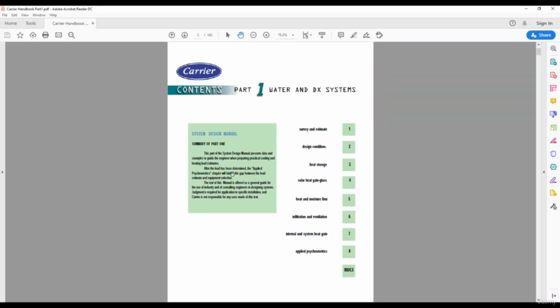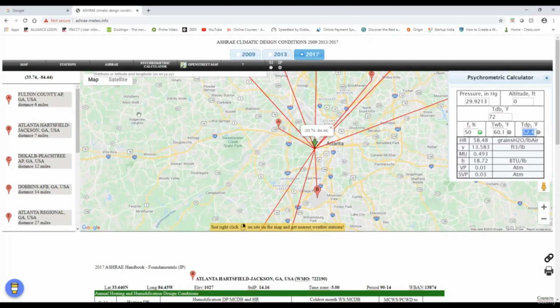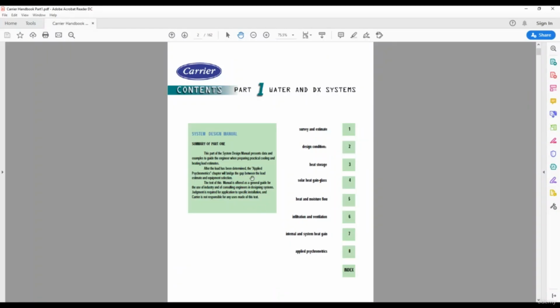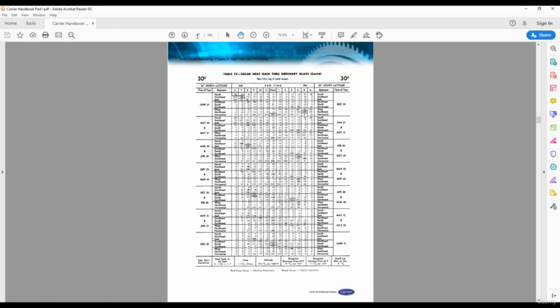Next, we are going to refer to the Carrier handbook, in which we are going to find the amount of heat gain per square foot of this double pane glass. The solar heat gain depends upon the latitude of the location. Here at Atlanta, Georgia, it is 33.6 degrees north. To find the solar gain at 30 degrees latitude, we have to refer to Table 15 at page 47 of the Carrier handbook.